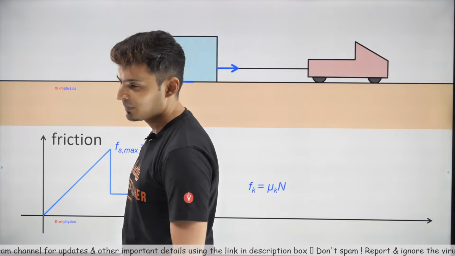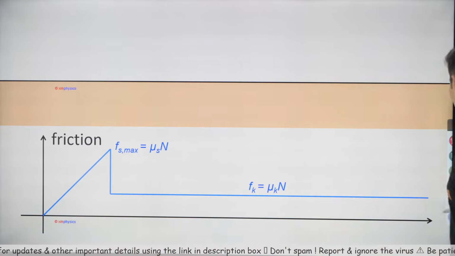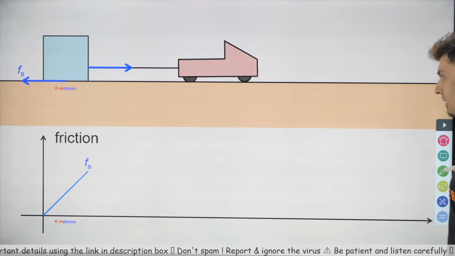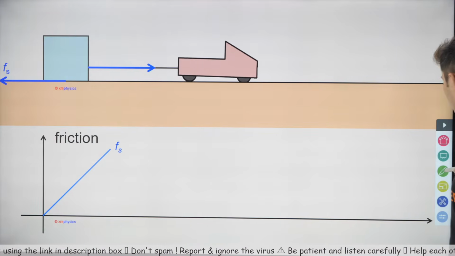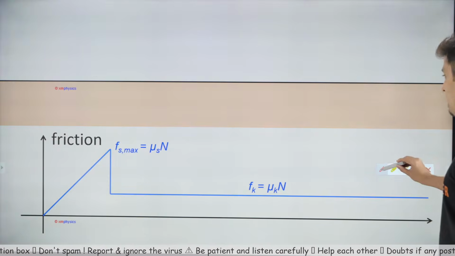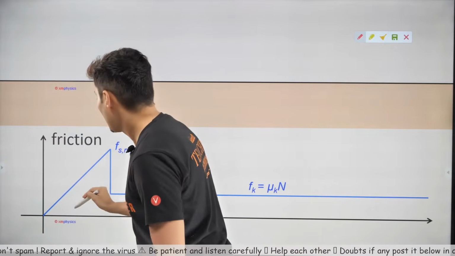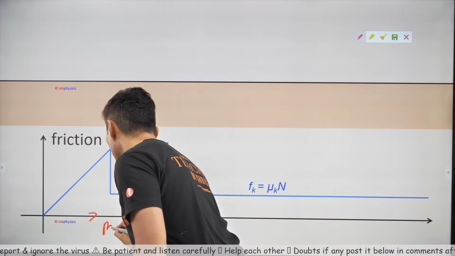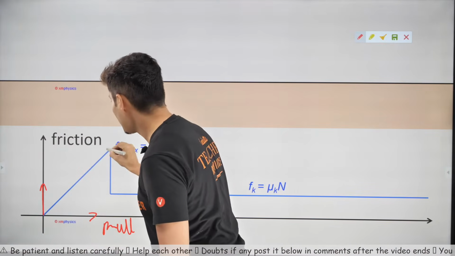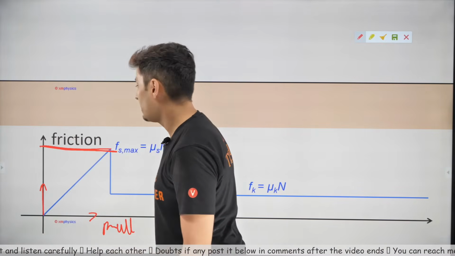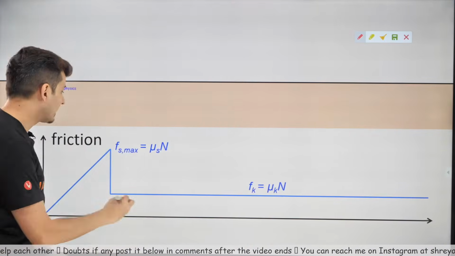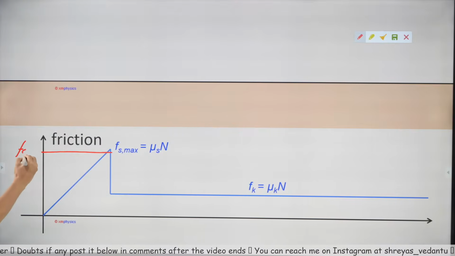So, what has happened over here? Let's just probably pause it at the right moment. It is going to be very interesting. One second. Okay. So, you can see that when your external pull increased, the friction also increased. But the friction cannot exceed beyond a limit. You can see that. So that limit is your Fs max over here.